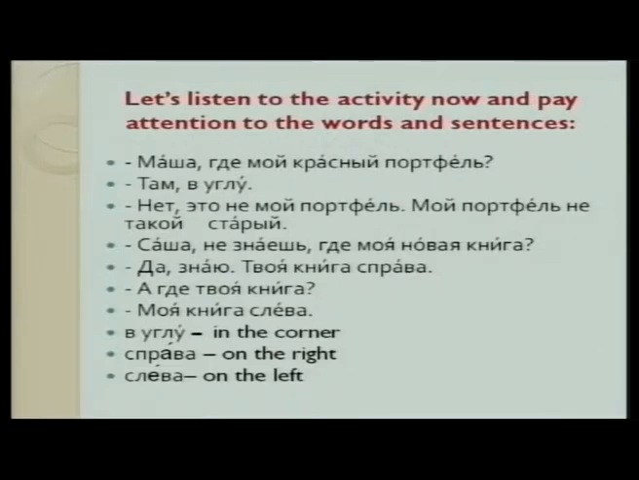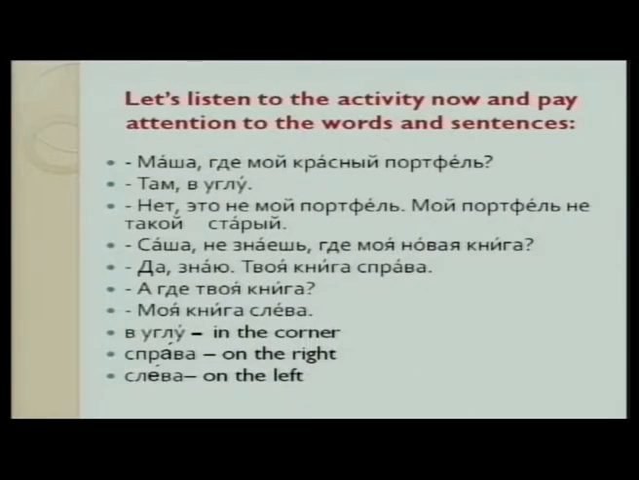Let us understand them in a better way. Sasha, не знаешь, где моя новая книга? Да знаю, твоя книга справа. А где твоя книга? Моя книга слева. Here we have also introduced three different direction expressions: в углу, which means in the corner, справа, on the right, and слева, on the left. Let us understand the meaning of this text now.